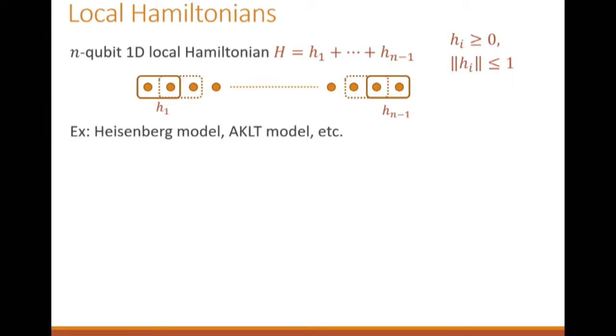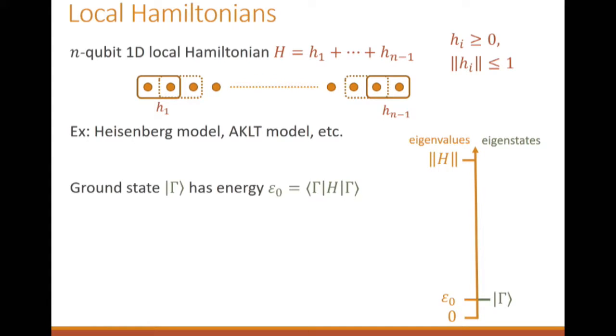Some examples, some of you who come from physics might be familiar with the Heisenberg model, the AKLT model. AKLT is spin 1. I'm not going to define those, but there's a large class of physical Hamiltonians that fall in this framework. And so in general, if I take my Hamiltonian, it's a Hermitian matrix. Given my normalization, it's going to have eigenvalues that lie between 0 and at most the norm of the Hamiltonian.